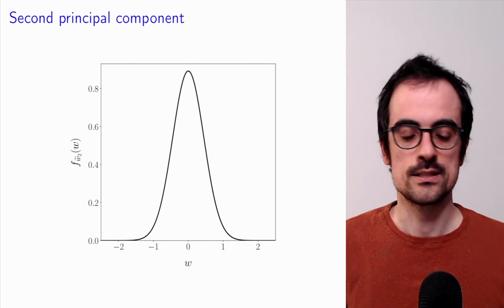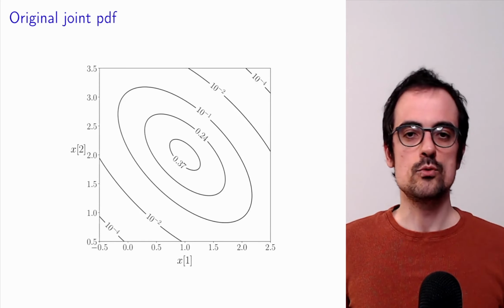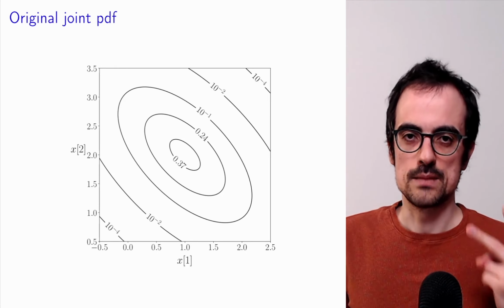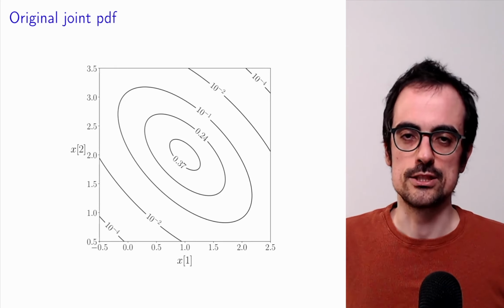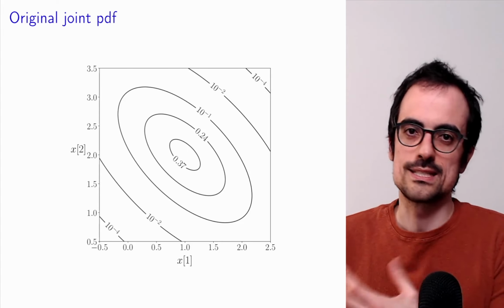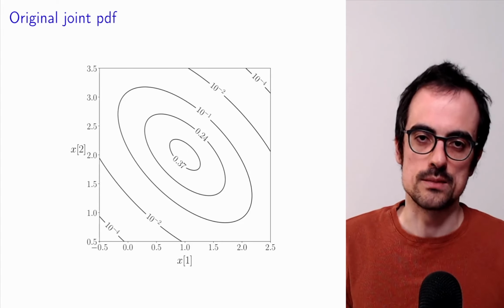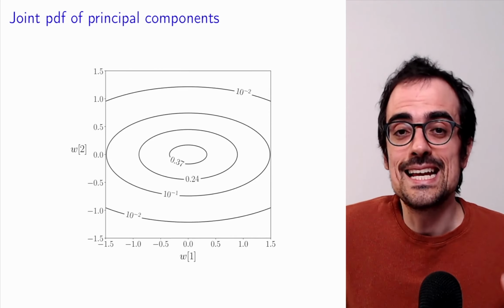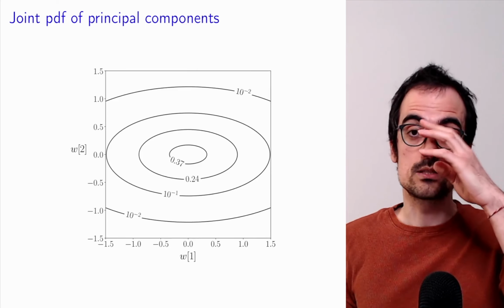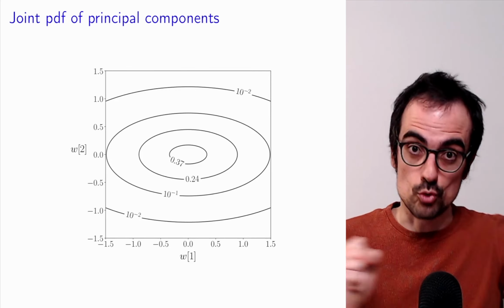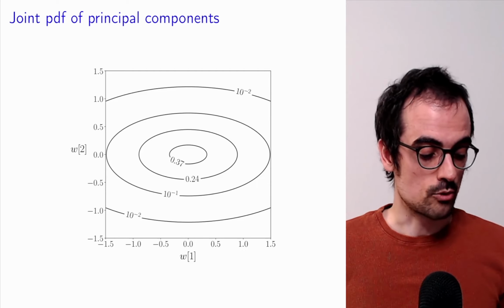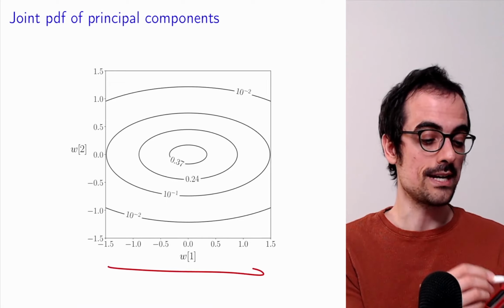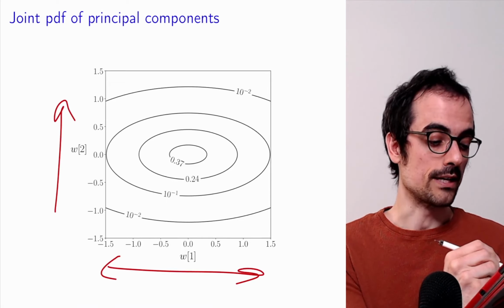Now let's take a look at what happens if we take our original random vector and we compute the two principal components and we express the random vector in terms of those principal components. In other words, let's take a look at the joint density of the two principal components. It looks like that. Why does it look like that? Because we're centering and then taking inner products with unit norm vectors. So essentially, we're just rotating the distribution. You see that we're rotating the distribution so that we have the most variance in this direction and the least variance in this direction.